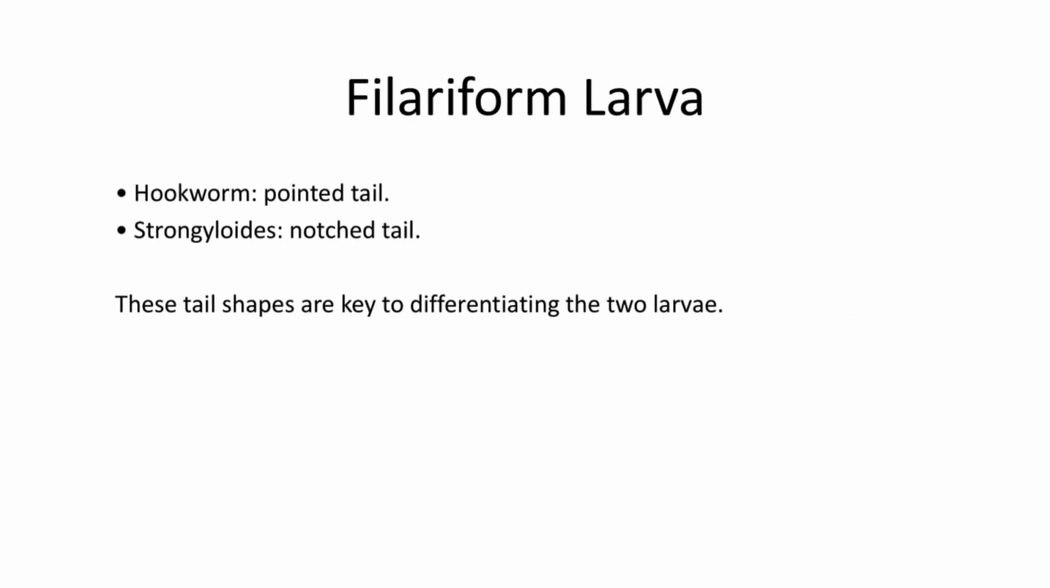For the filariform larva, the tail provides the most useful clue. Hookworm larvae have a pointed tail, while Strongyloides larvae have a notched tail. So the quick memory aid is rhabditiform Strongyloides, short buccal cavity, genitalia visible. Filariform hookworm, pointed tail. Filariform Strongyloides, notched tail.